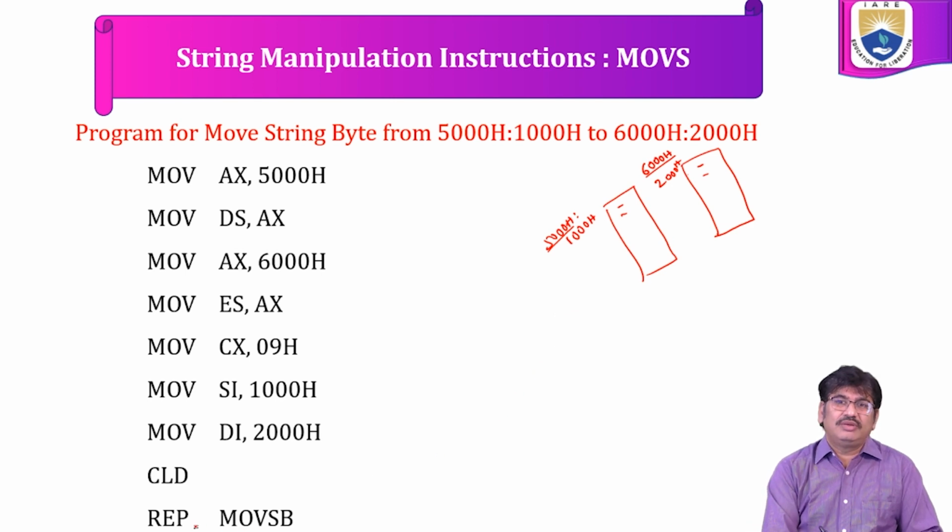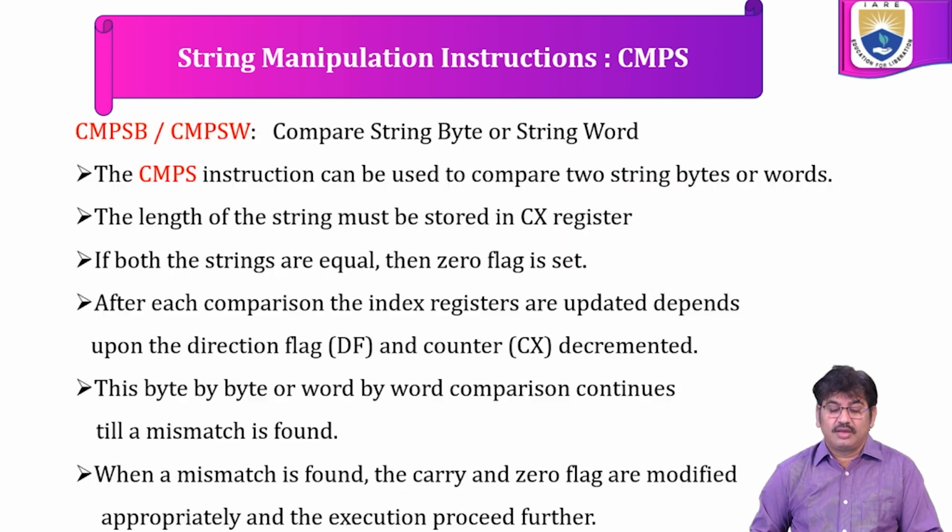So this instruction will be prefixed by the REP instruction. The next instruction is compare string byte or compare string word. The CMPS instruction can be used to compare two strings of bytes or words. The length of the string must be stored in the CX register. If both the strings are equal, then the zero flag will be set.